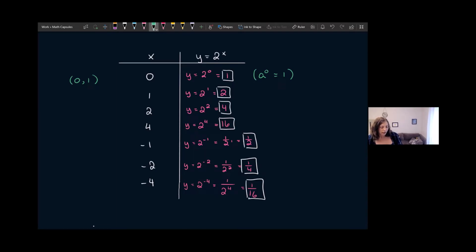So when x is 1, I had 2. When x is 2, I had 4. When x is 4, I got 16. If you want, you can think about what's going to happen as you continue on. And if you do, you're going to realize that these numbers are going to start growing very, very fast.